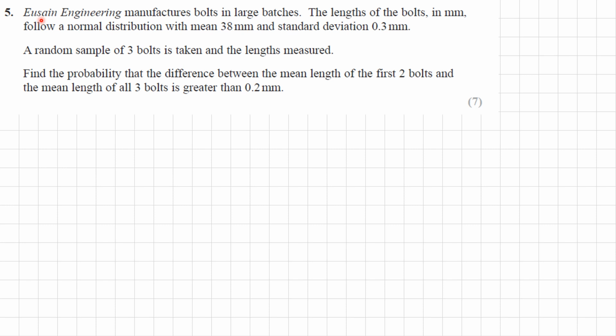Question 5. Usanian Engineering manufactures bolts in large batches. The lengths of the bolts in millimeters follow a normal distribution with a mean of 38 millimeters and a standard deviation of 0.3 millimeters.